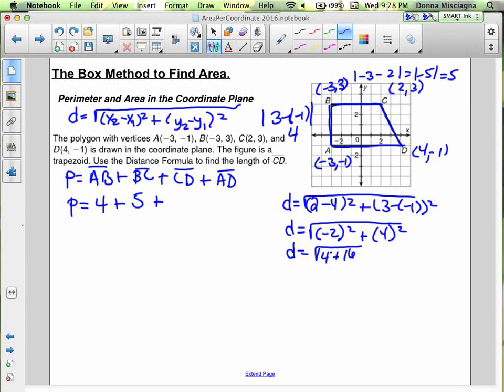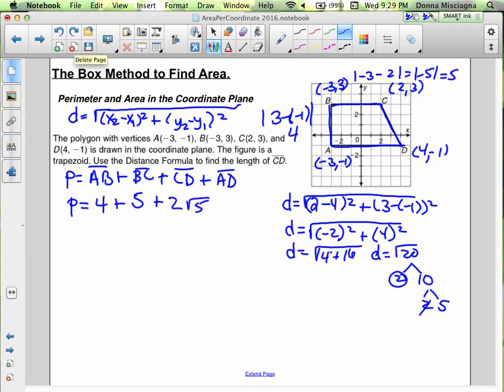All right, so let's simplify that. That's the square root of 20. That'll simplify. Good factors of 20 are 2 times 10, and you can break the 10 into 2 times 5. One 2 comes out, one 2 goes away, and the 5 stays in radical prison. So it's 2 square roots of 5.